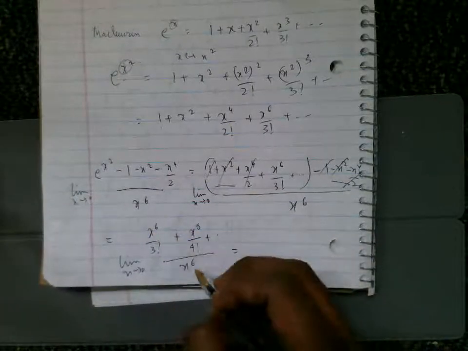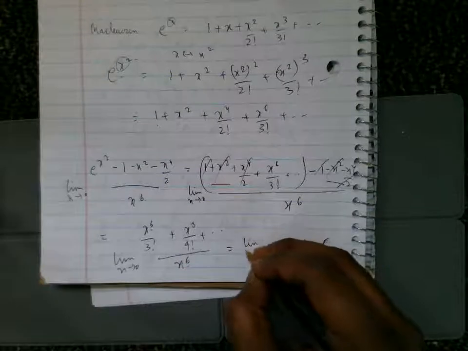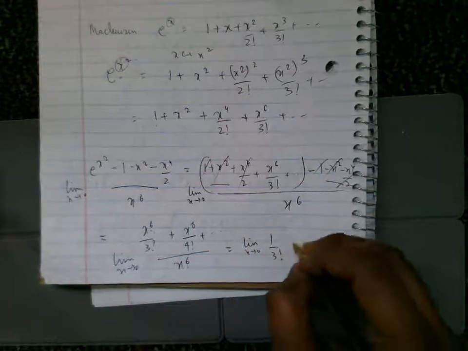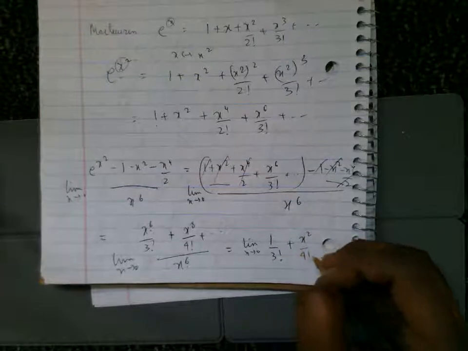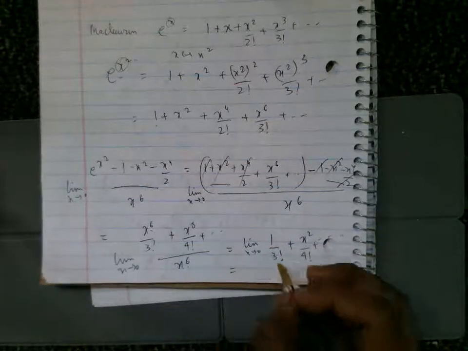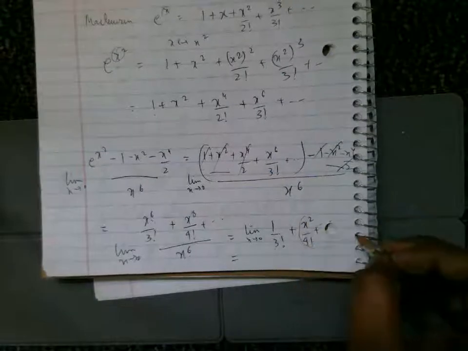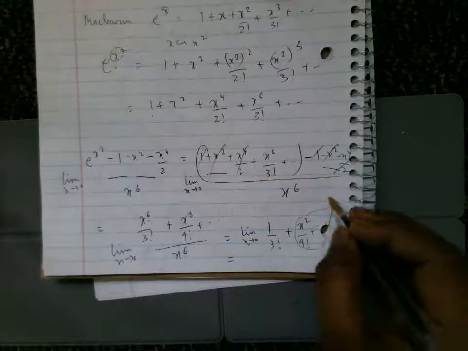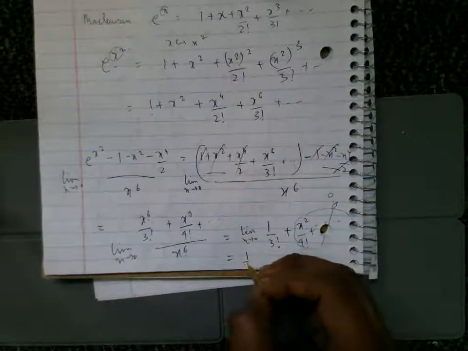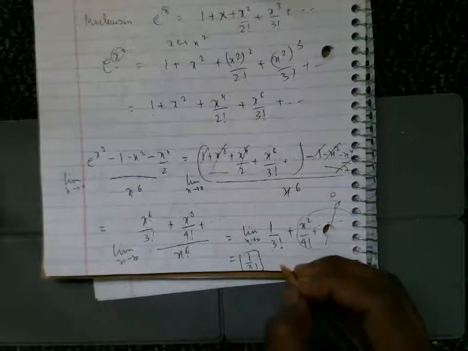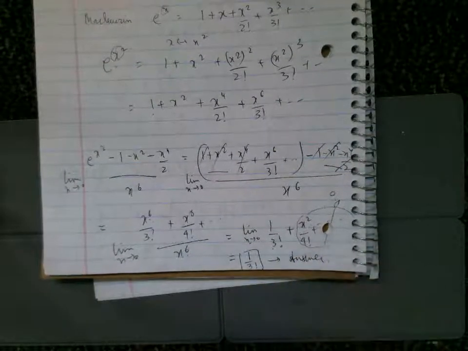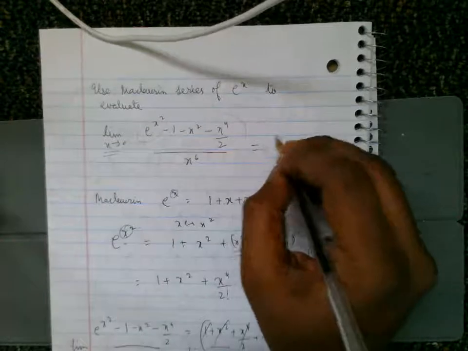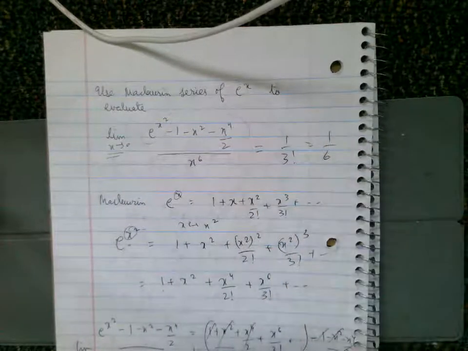So when you divide by x to the power 6, you will have limit x tends to 0 of 1 by 3 factorial plus x square by 4 factorial plus so on. When you substitute x equal to 0 here, the remaining terms all have a power of x, so they just cancel out and become 0. So the answer is just 1 by 3 factorial, and this is our final answer. In fact this limit is equal to 1 by 3 factorial, which is just 1 by 6. So that is how you solve this problem.